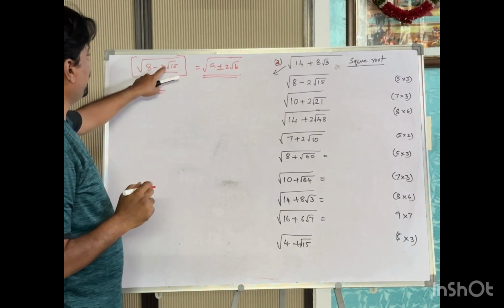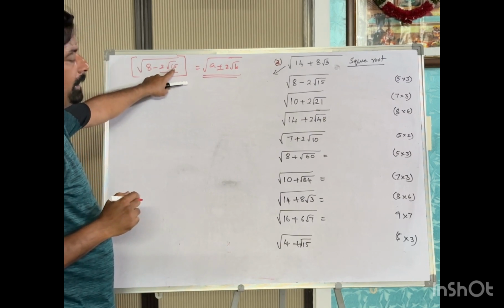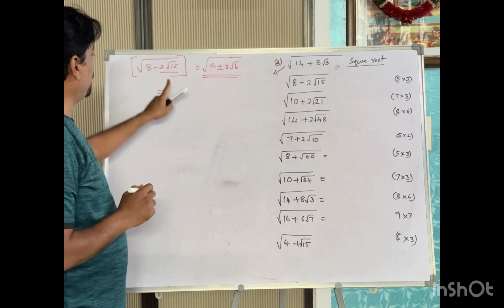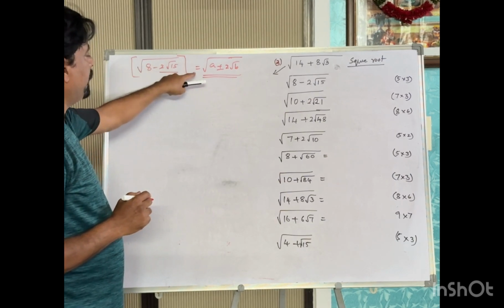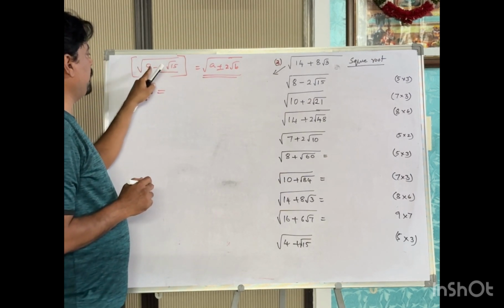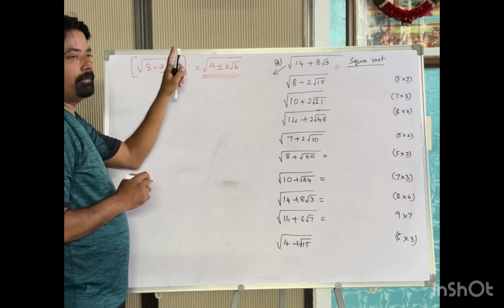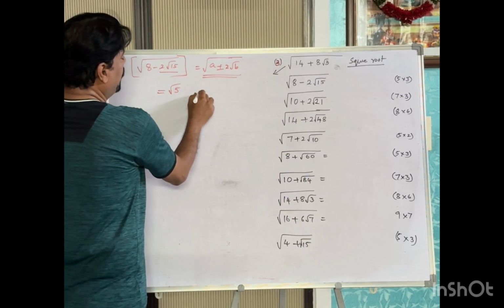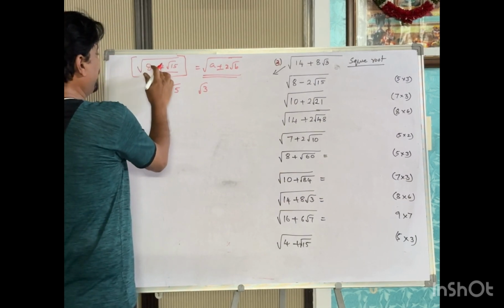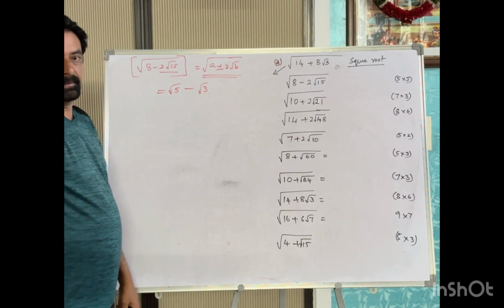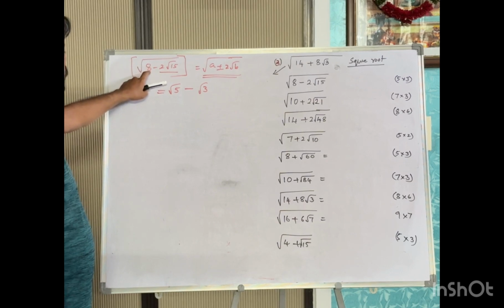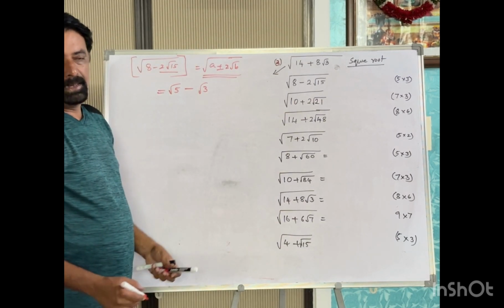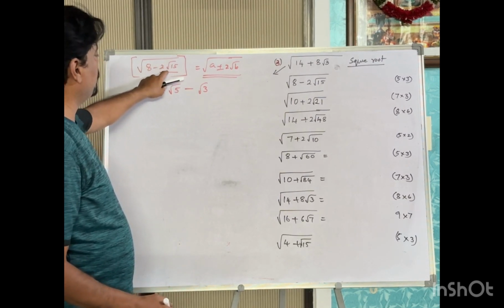You see this 8 and 15. You split the 15 into 2 terms which, if you add, you want to get 8. You know that 8 will be split into 5 and 3. That is 5 plus 3 is 8, and 5 threes are 15. So the answer is root 5 and root 3. Here minus is there, so you put minus. So the direct answer, under root 8 minus 2 root 15, is equal to root 5 minus root 3. So this is the direct square root of this one.